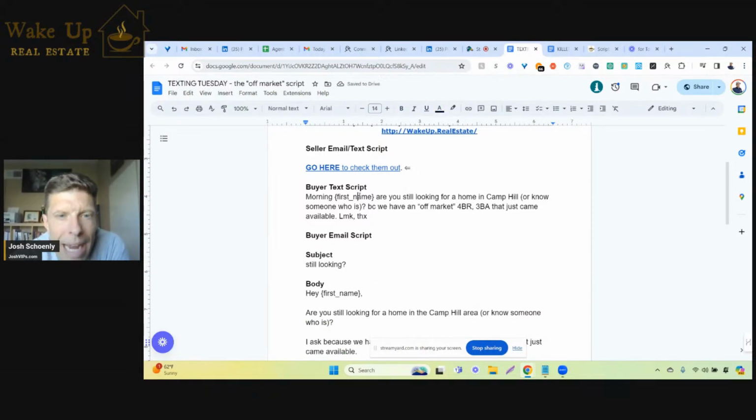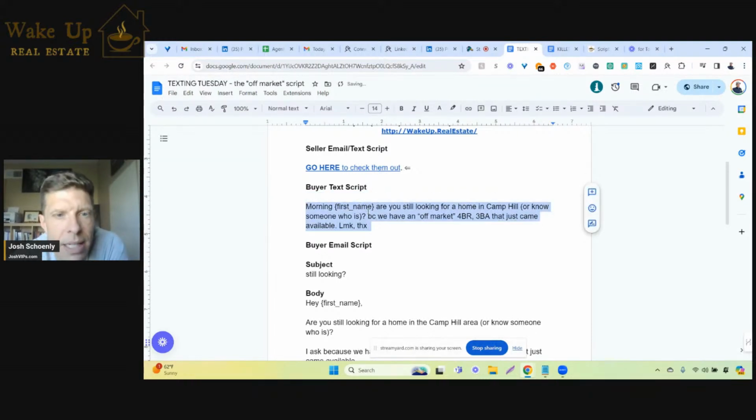So in this example, I'm actually using the for sale by owner that called me. Okay. So that gave me the content to be able to make this offer. My text script is as follows: Morning, first name. Are you still looking for a home in Camp Hill? Or know someone who is? BC for because we have an off market 4-bedroom, 3-bath home that just came available.